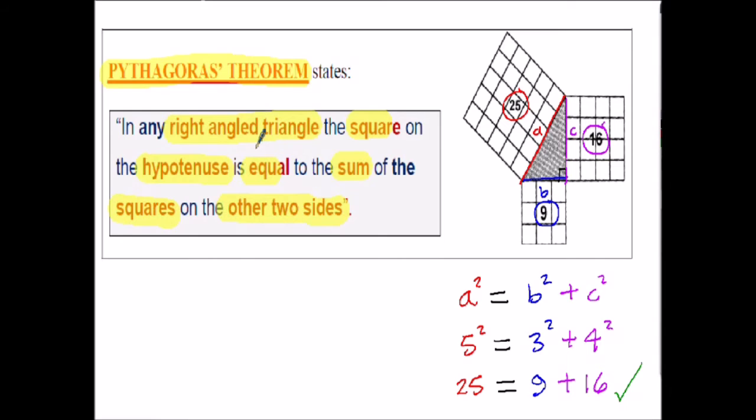So one of the main things to note there is that Pythagoras' theorem applies to right-angled triangles only. It does not apply to non-right-angled triangles. So Pythagoras' theorem will allow us to find the unknown side in a right-angled triangle if we're given the values of the other two sides.